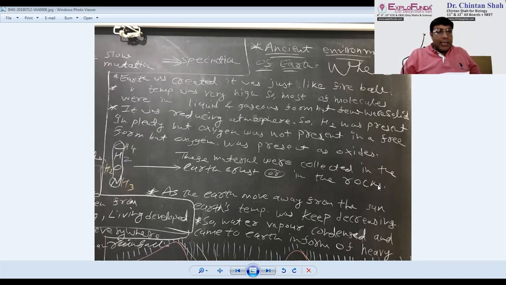That heavy rainfall was accompanied by lightning and the friction of the clouds, which made such a sound, and that kept going on and on. As the earth moved away from the sun, the earth's temperature kept decreasing, so water vapor condensed and came to earth in the form of heavy rainfall.